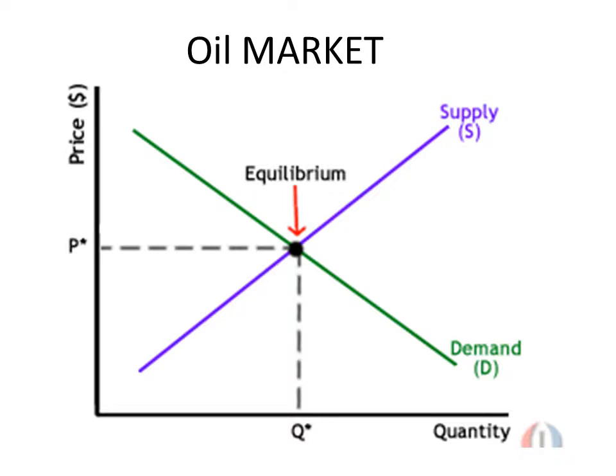We've already examined who are the buyers or demanders of oil and which nations produce or supply oil. From here, we're going to determine what happens when there's either an increase or a decrease in demand or a decrease or increase in supply.